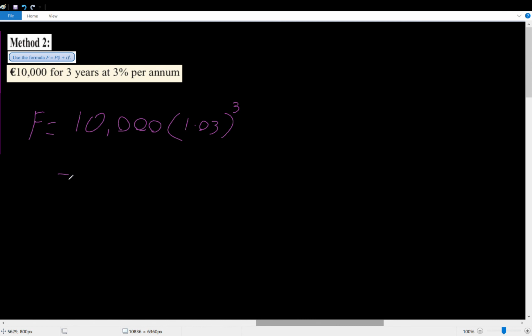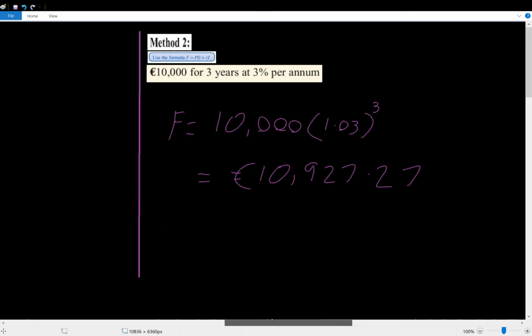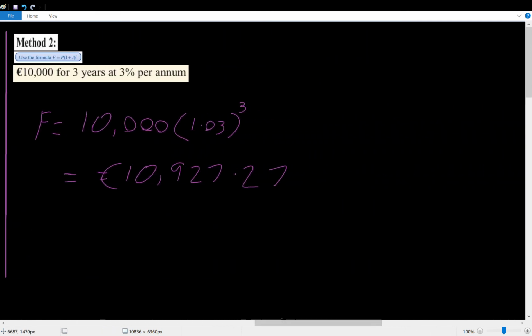And if we stick that into a calculator, what we will get out is 10,927.27, the exact same amount that we got in our previous calculations, but this time done in a far more direct manner. And that is that.